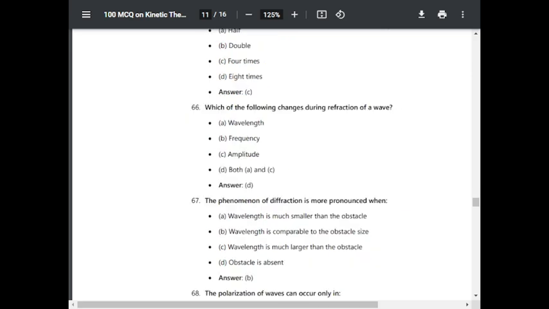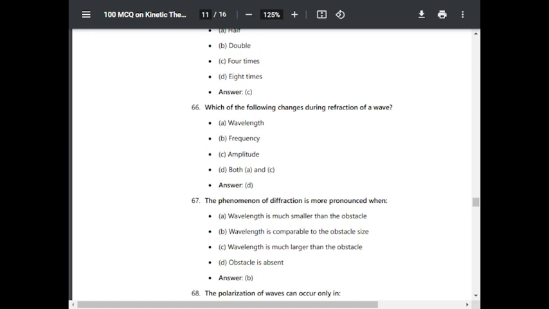Question number 66. Which of the following changes during refraction of a wave? Option A, wavelength, option B, frequency, option C, amplitude, option D, both A and C. The correct answer is D, both A and C, that is wavelength and amplitude. Wavelength and amplitude will change, hence option D is correct.